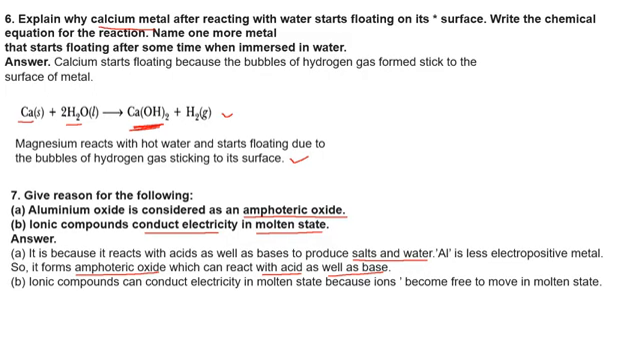Then coming to ionic compounds, they definitely can conduct electricity in molten state because they form ions. Ions are free, they can move freely, so they can easily take charge from one place to another place, and that's why ionic compounds conduct electricity.